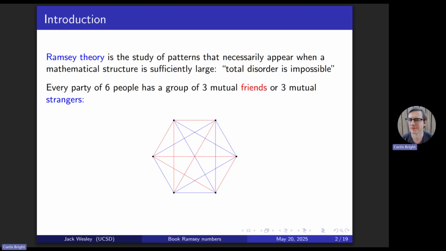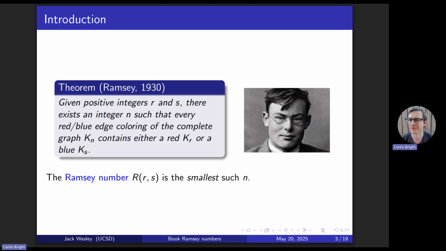And the more general statement here is Ramsey's theorem from about 100 years ago, that if you give me any parameters r and s, then there's some n where if I two-color the edges of a large enough Kn, then that coloring will give me either a red copy of Kr, so a red clique, or a blue copy of Ks. And we are very interested in computing this Ramsey number, R(r,s), which is defined to be the smallest such n. So the threshold where we are guaranteed to find this pattern no matter what.